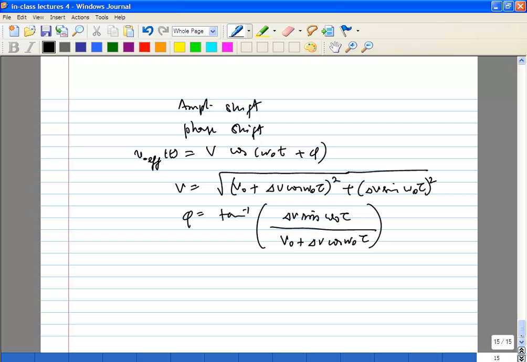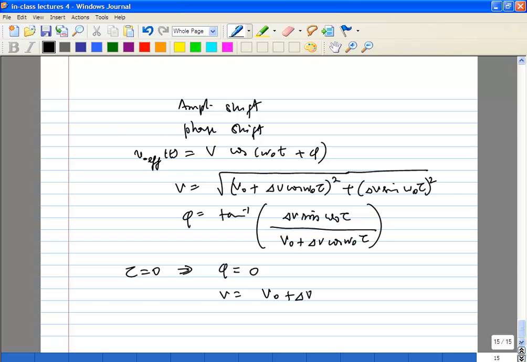Now you can put in tau equals 0 and tau equals pi by 2. If you put in tau equals 0, which means it's hitting at the peak of the sinusoid, you will find phi turns out to be 0, and V turns out to be V naught plus delta V. So all the energy goes into raising the amplitude.